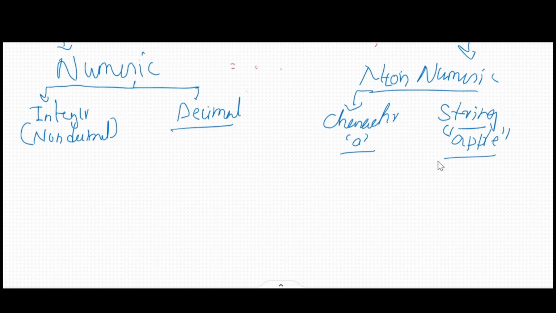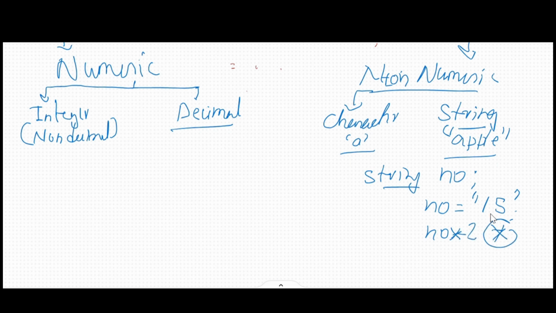Suppose you have declared a variable number of string type, that is, it is going to hold string things. And then you somehow manage to store a number into it, 15, right? If you want to do a calculation on 15, like 15 into 2, that's not going to work. Although its face value is a number, its type is a string.